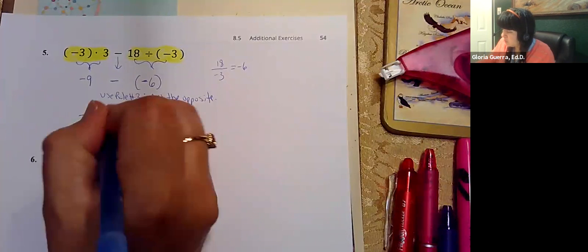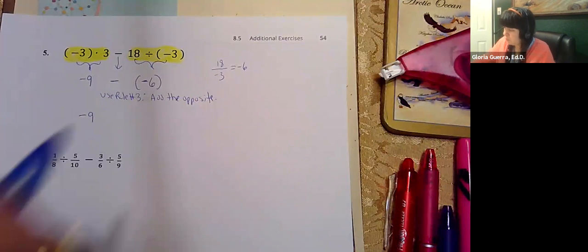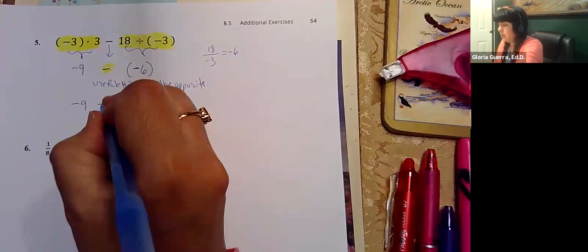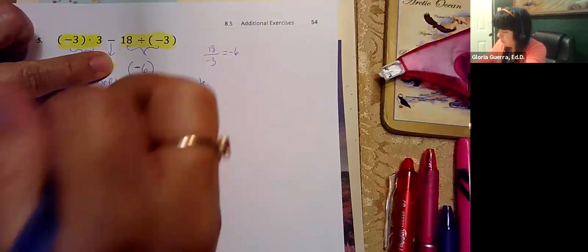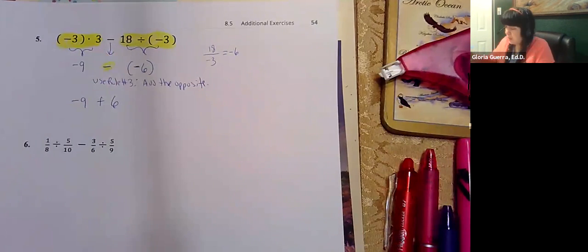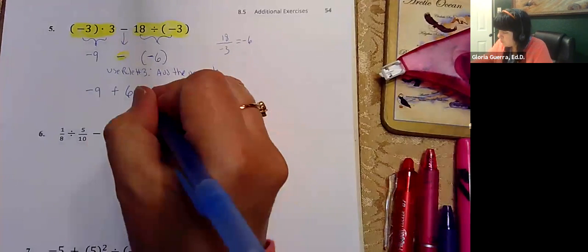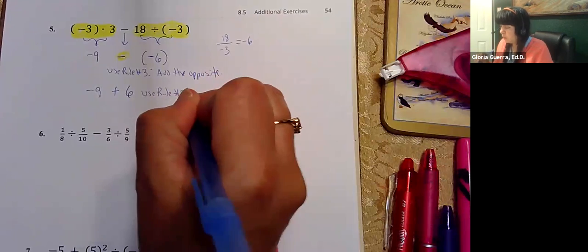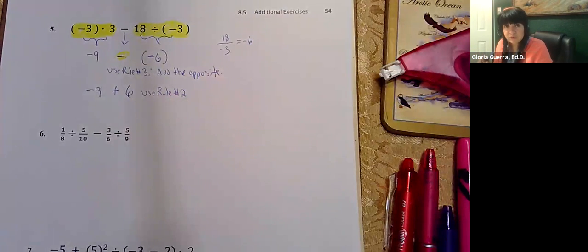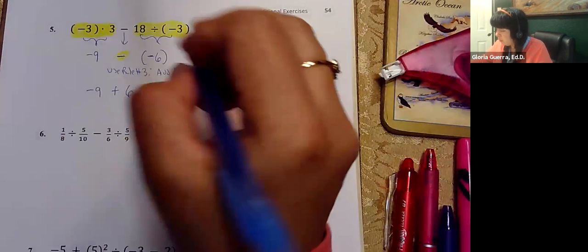Okay, so you have -9. Change subtraction right here into a plus sign, and then take the opposite of -6, which is +6. And now we're going to use rule number 2. You're adding two numbers with different signs, so you're going to have to subtract.